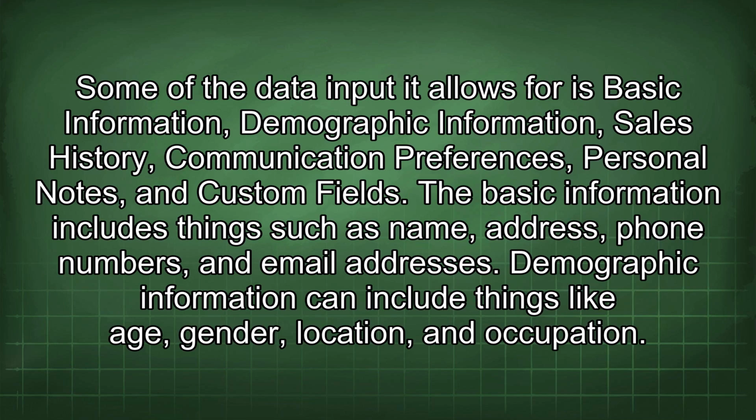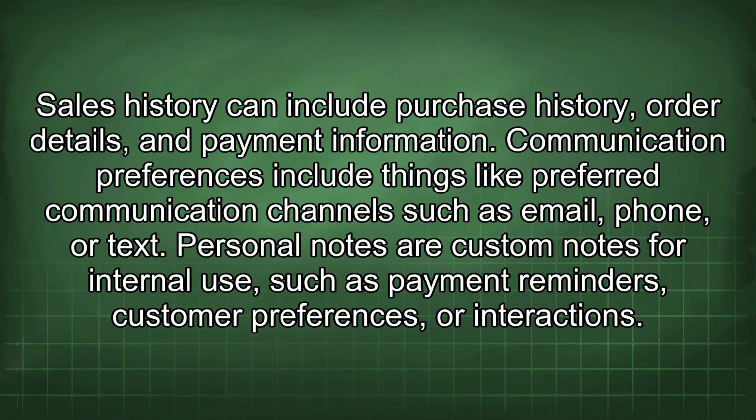Some of the data input it allows for is basic information, demographic information, sales history, communication preferences, personal notes, and custom fields. The basic information includes things such as name, address, phone numbers, and email addresses. Demographic information can include things like age, gender, location, and occupation. Sales history can include purchase history, order details, and payment information.